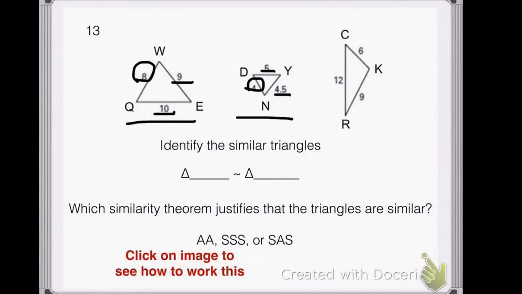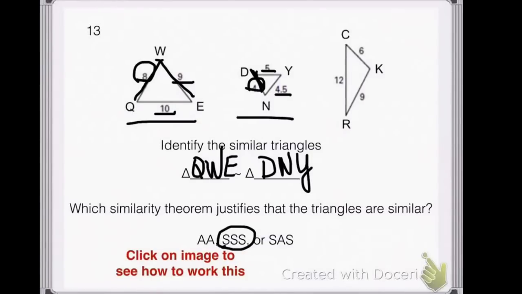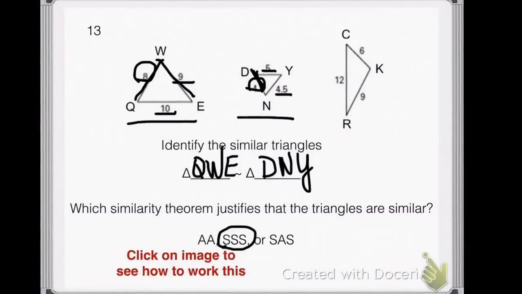So I want to make sure that I go in the same direction. So I would say Q, W, E. And if I start with the side that's 4, I'm going to say D, N, Y, because I have to go in the same one. Now, how do I know these are similar? AA stands for angle, angle. I have no information about angles. Side, side, side. SSS says that I have 3 pair of proportional sides. I have a scale factor for all sides, so that would be the reason why.